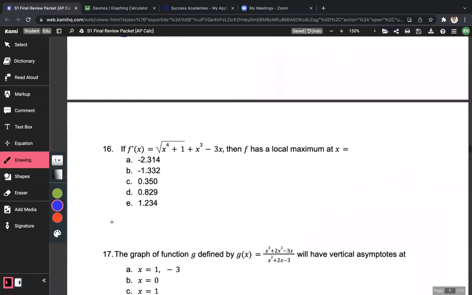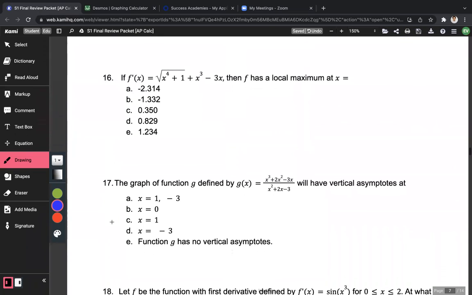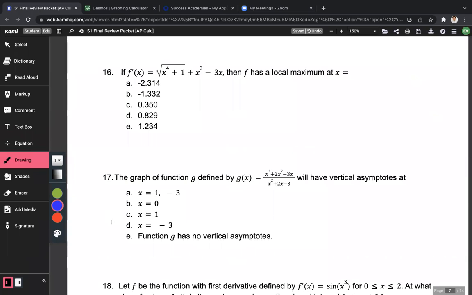Answer choice E. All right, looking at 16, I think this is the first one we actually are going to need to use a graphing calculator to solve. So we're told f prime of x equals this expression, then f has a local maximum. Again, I want to see this annotation. F has a local maximum if and only if, 1, f prime of x is 0, but 2, more importantly, we're changing.